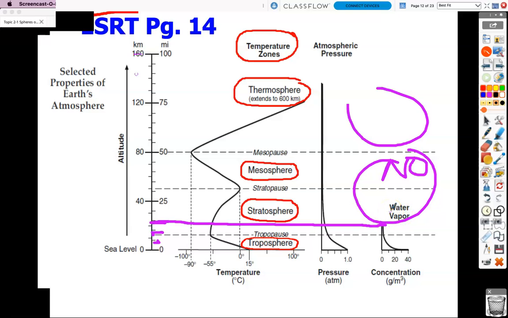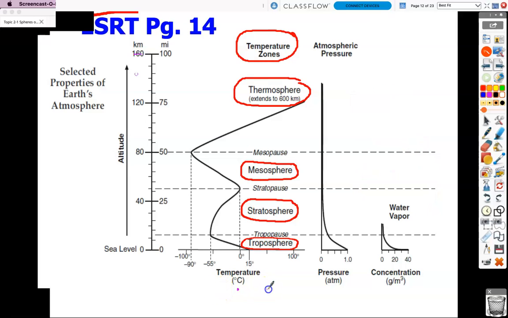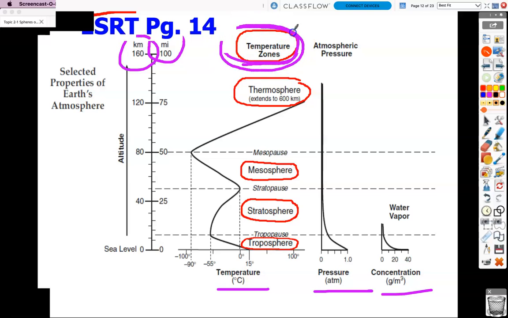Think about a plane. If you've ever flown in an airplane, you're usually flying at your cruising altitude. You're kind of above the weather. The clouds are below you. Okay, so that's this chart. Very important chart. You've got your three scales: your temperature graph, your pressure graph, and your water concentration. Again, be careful with the two altitude scales, kilometers and miles. And anytime they ask you a question about temperature zones, these are your four: troposphere, stratosphere, mesosphere, thermosphere.